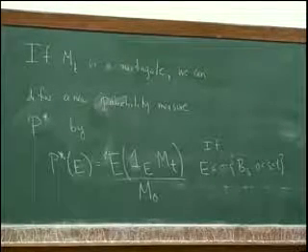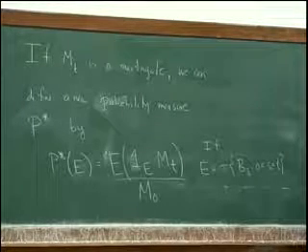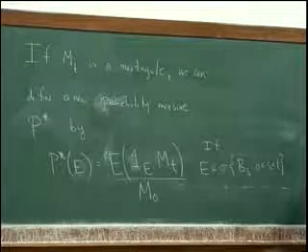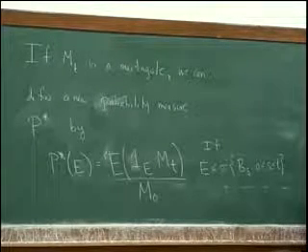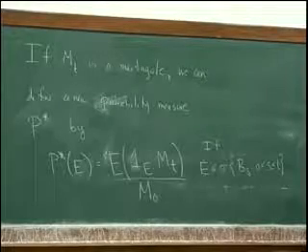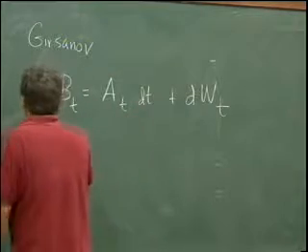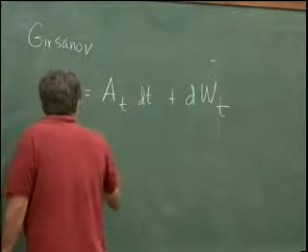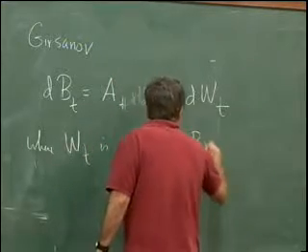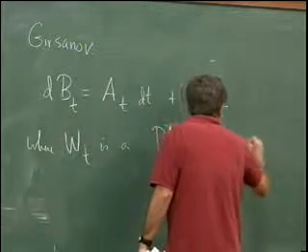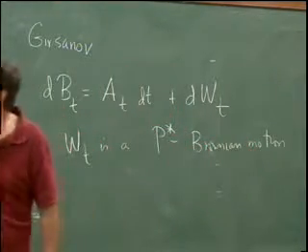And what Girsanov says is that there's a few ways of saying it, but that dB_t equals A_t dt plus dW_t, where W_t is a P-star Brownian motion. And A_t is that thing that's in that equation over there.